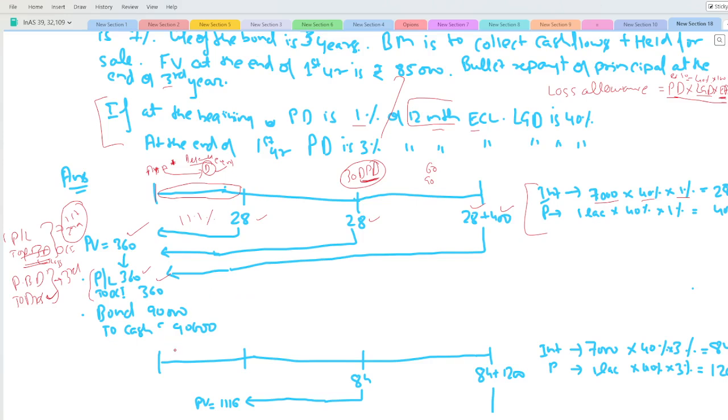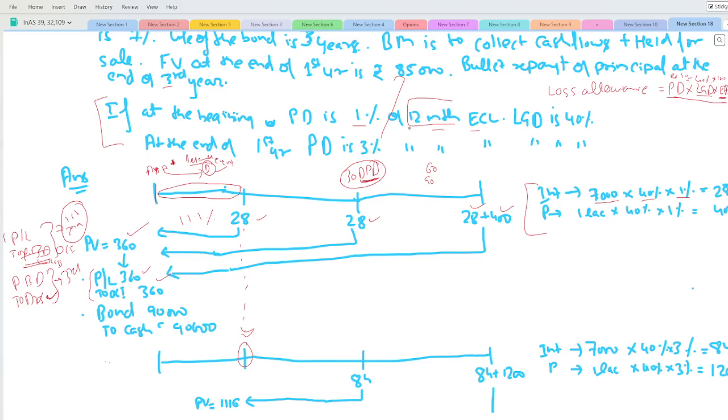Now calculating the loss allowance, the provision at the end of the first year. Now you are standing here. Earlier you were standing here, now the 1 year is over. So this PD is 3%. I have simply increased the PD to 3% and taken the LGD as it is. So this is not a significant increase, which I have presumed.